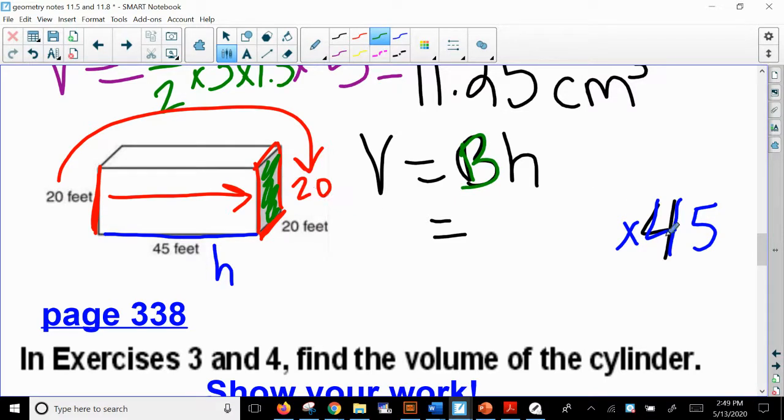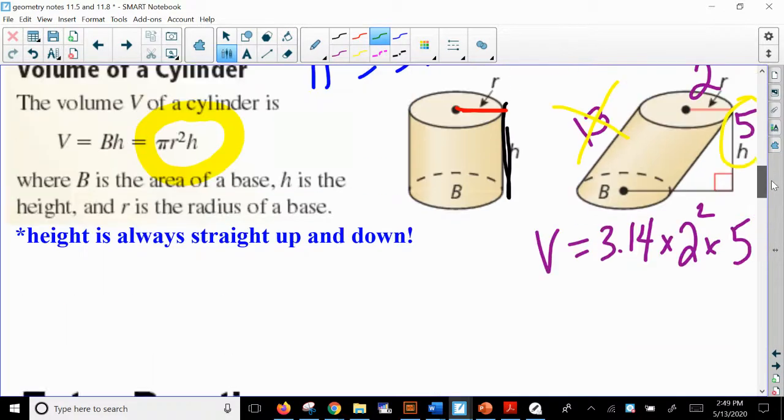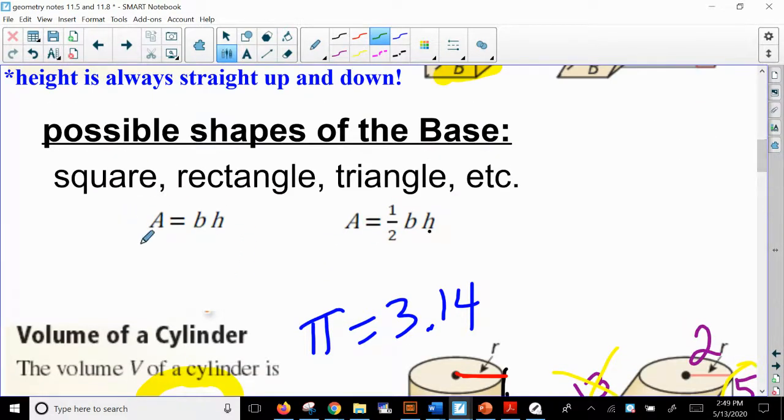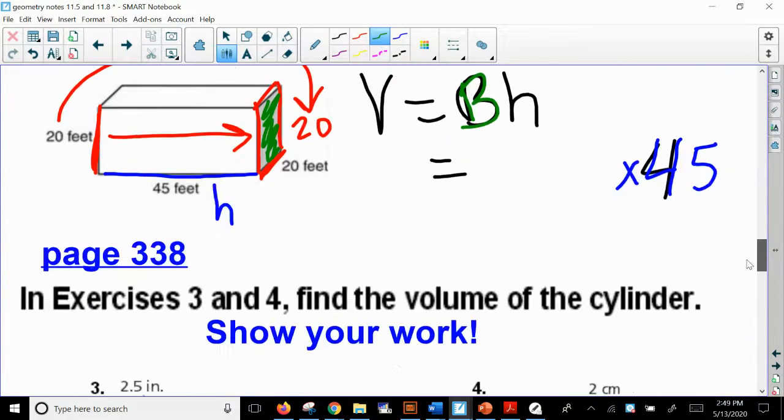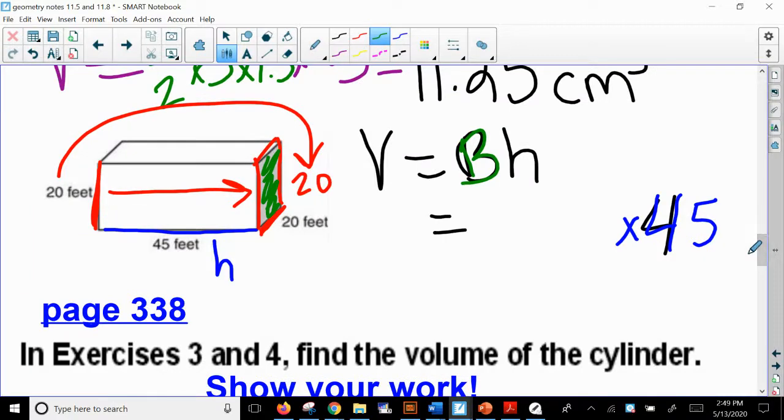Now, how do you find the area of a rectangle? Up here, and it's also on the formula sheet. This right here is area of a rectangle or a square, base times height. Some people like to call it length times width. Okay, that's the same thing. So I'm going to do 20 times 20 because 20 is the length of my big B, and then my width is also 20. Okay, so big B is 20 times 20.